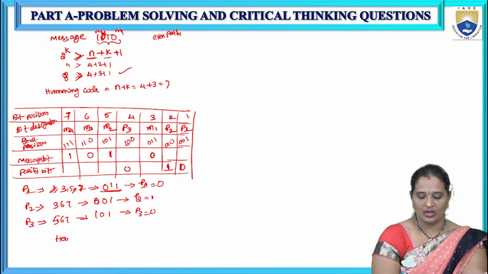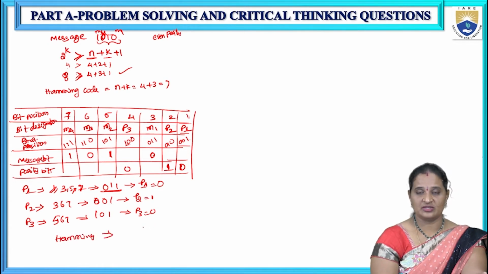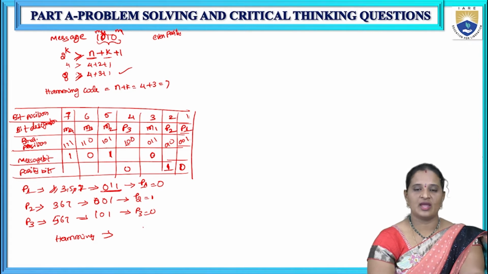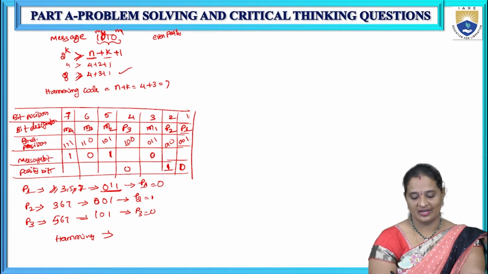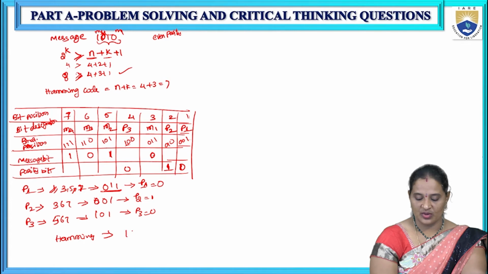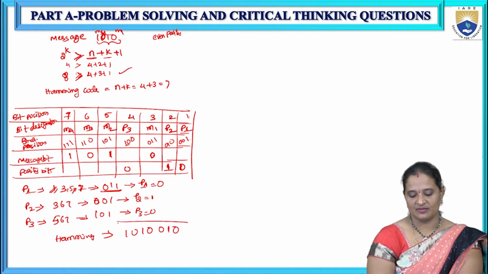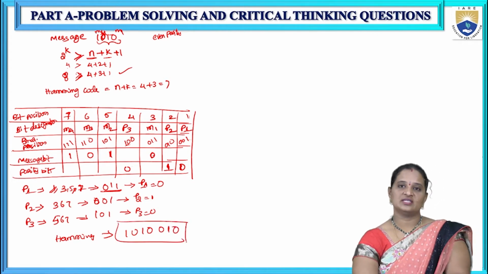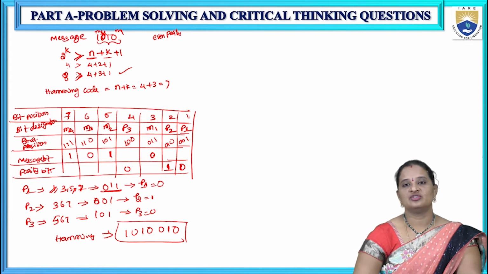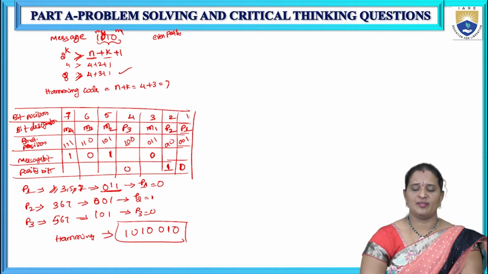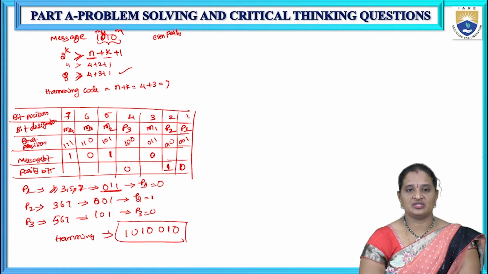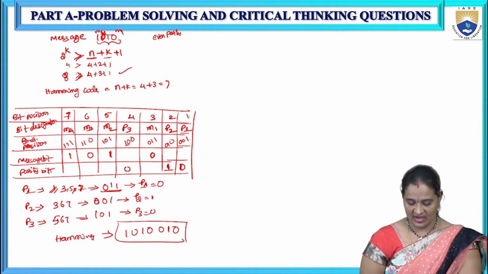Now the Hamming code. Include all the parity bits along with the message bits. That will be our 7-bit Hamming code which is to be generated before transmission. That is 101, the parity bit 3 is 0 here again 0, and the parity bit 2 is 1. And this is our Hamming code of length 7 bits. Like that you can generate the Hamming code for a message of any number of bits. So this is the procedure that we have to follow.